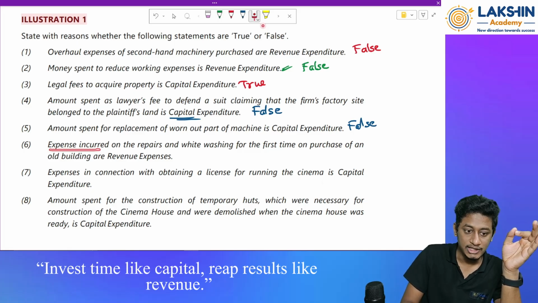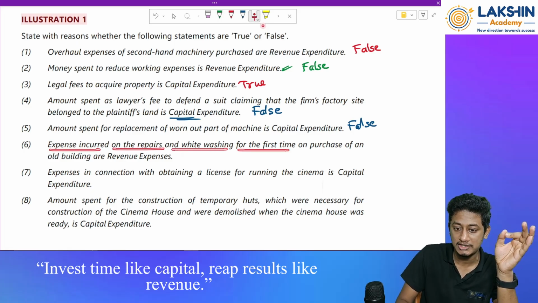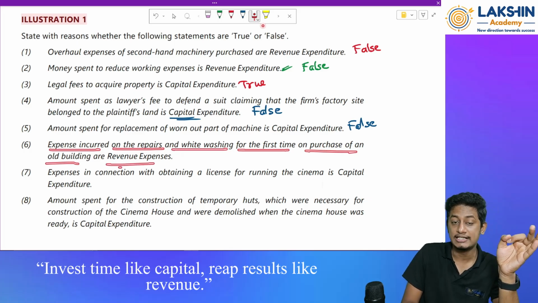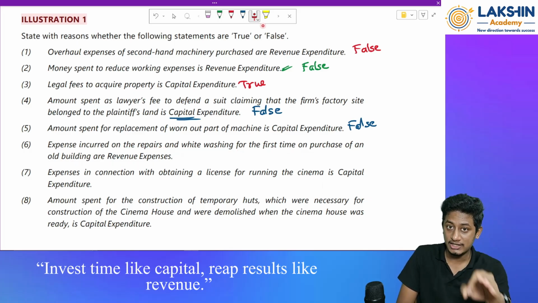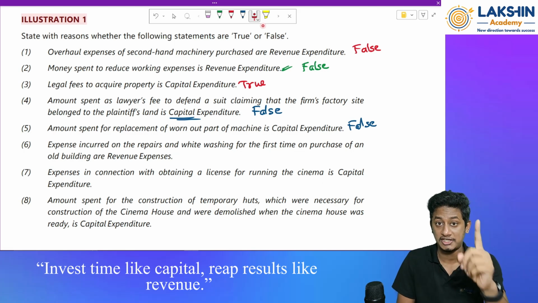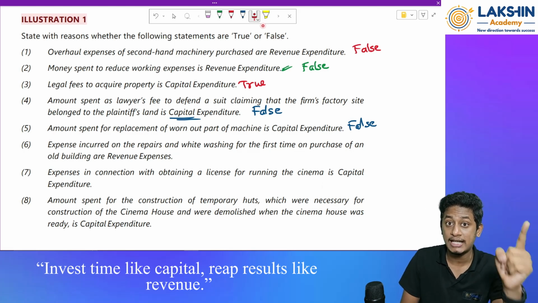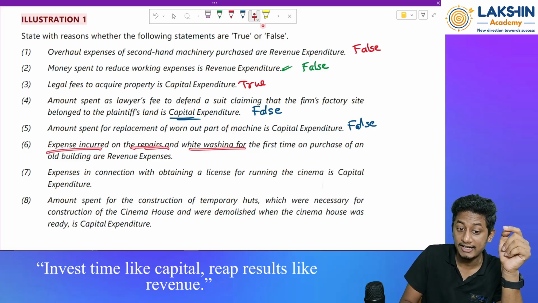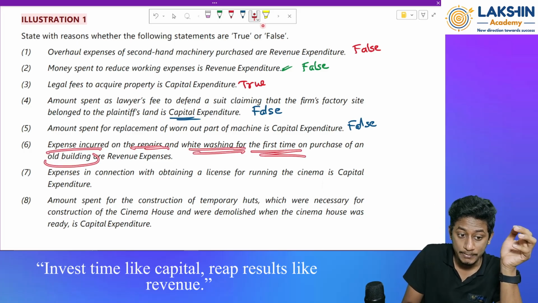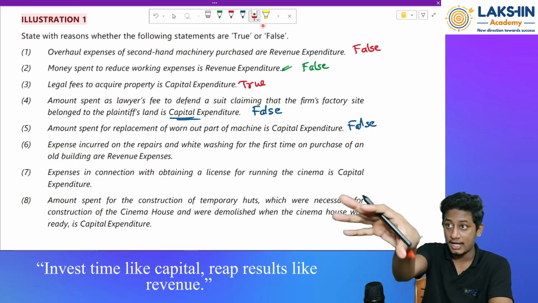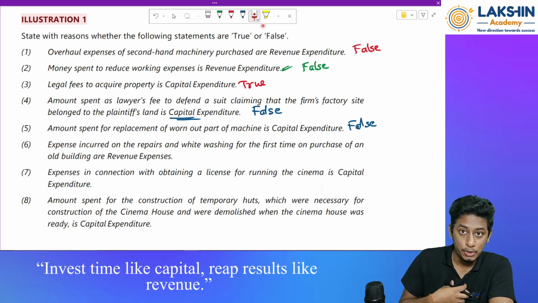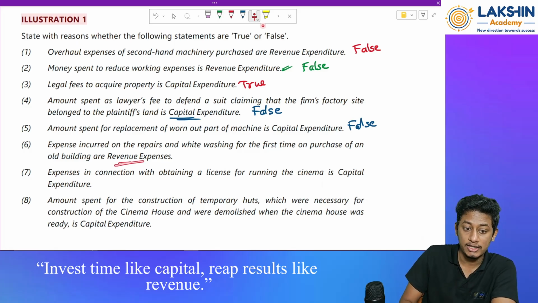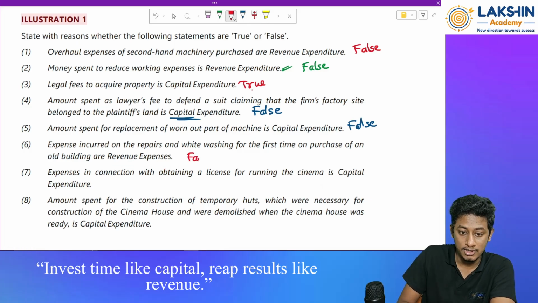Next. Expenses incurred on repairs and whitewashing for the first time on the purchase of an old building is a revenue expenditure. I have told you, whenever you incur any expenditure on a fixed asset for the first time, it will be capital expenditure. Remember the legal fees example I told you? Expenses you have incurred for repairing and whitewashing for the first time on a purchase of an old building. Even though it is an old building, whenever you buy it, it will be a new building for you. So because of that, this will be treated as a capital expenditure. So this is a false statement.